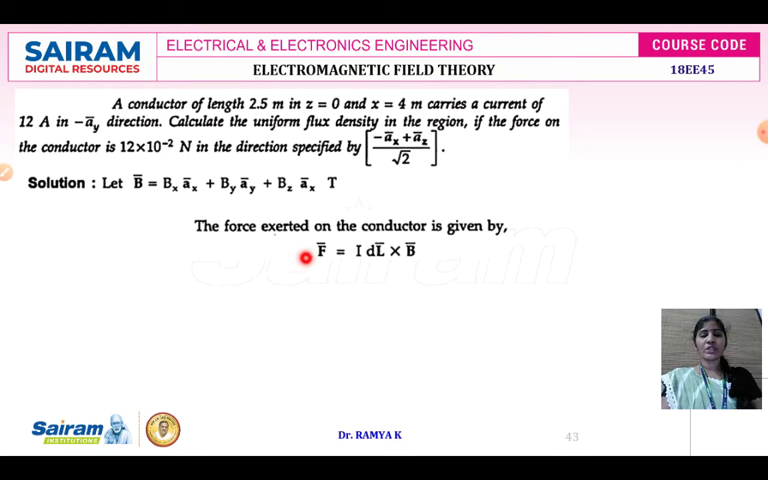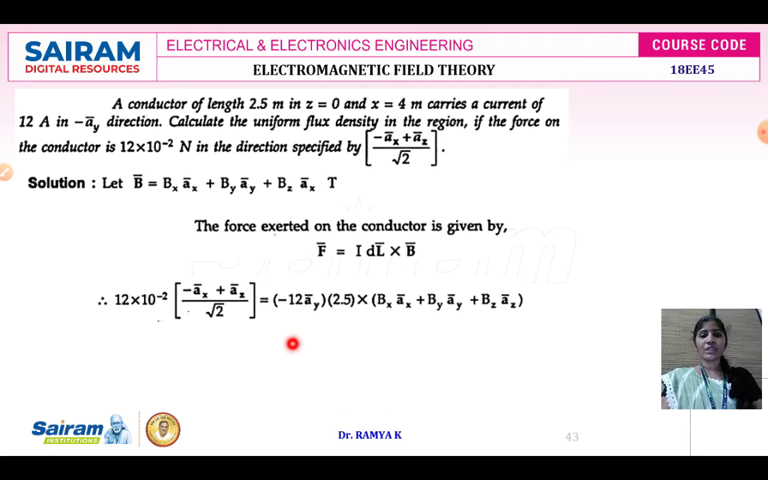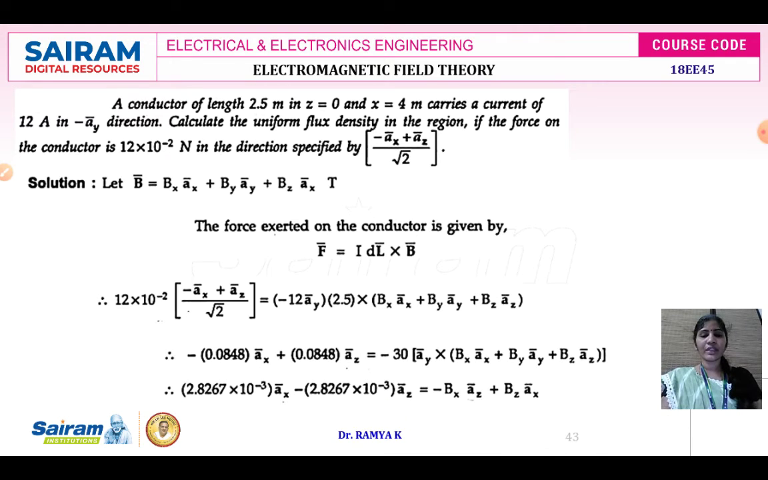The force exerted on the conductor is given by F is equal to I into dl cross product with B. From this you can find the value of B, which is an unknown parameter. So B you can write as Bx into Ax plus By into Ay plus Bz into Az. I is 12 amps in the direction of Ay vector and the length is 2.5 meter, so we can write minus 12 Ay into 2.5, which is equal to force.